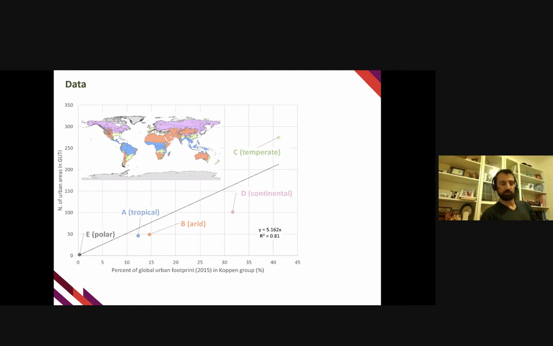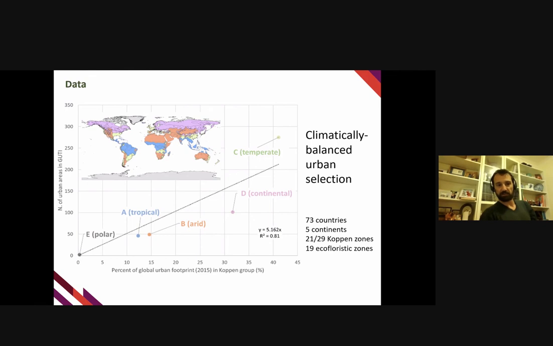So this was a way for us to reduce a bit of the sampling bias that was feeding into the different models. So we ended up collecting data in about 73 countries. We covered most of the Köppen zones, so 21 out of 29, and we covered about 19 ecofloristic zones defined from FAO.